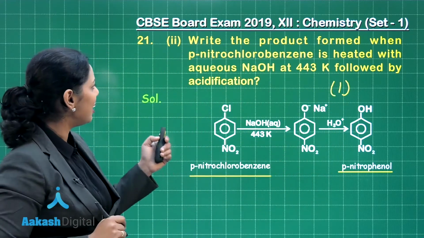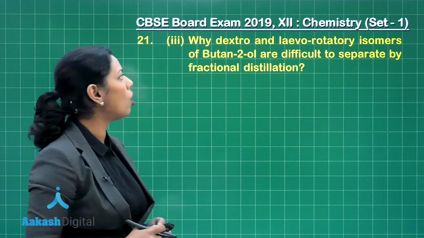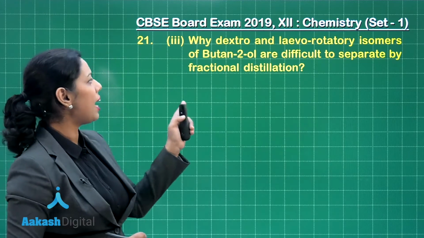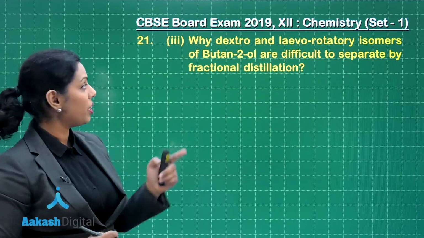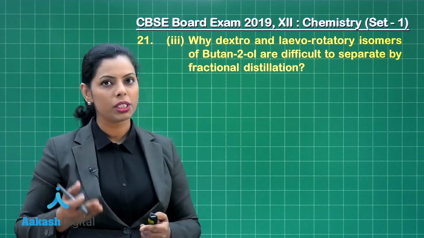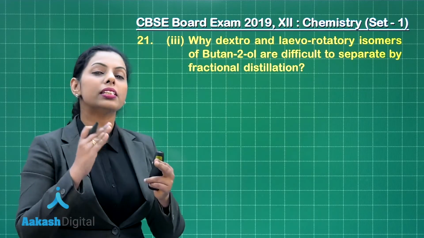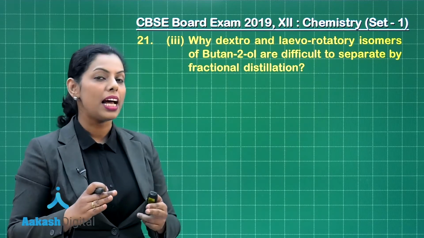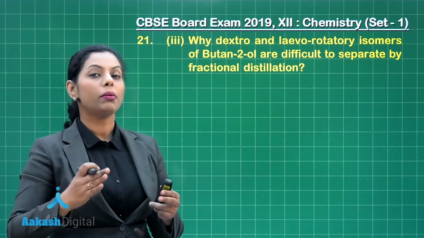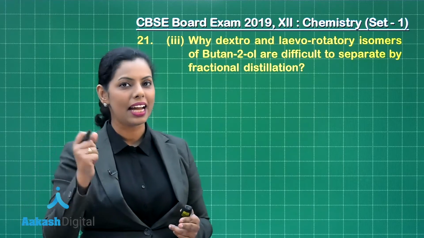After that, next part: why are dextro and levorotatory isomers of butan-2-ol difficult to separate by fractional distillation? If I talk about dextro and levorotatory isomers, these are optical isomers, we know that, and optical isomers have the same chemical properties. As for physical properties, almost all the physical properties are the same except the nature towards plane polarized light. That is the difference there.